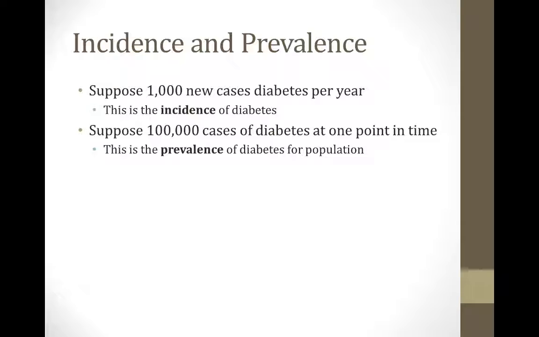Before we get into specific diagnostic tests, let's define two important terms, and those are incidence and prevalence. So suppose there are 1,000 new cases of diabetes per year. This would be the incidence of diabetes. It's the number of new cases that develop over a period of time. Suppose also that there were 100,000 cases of diabetes at any one point in time among a population, then this would be called the prevalence of diabetes.